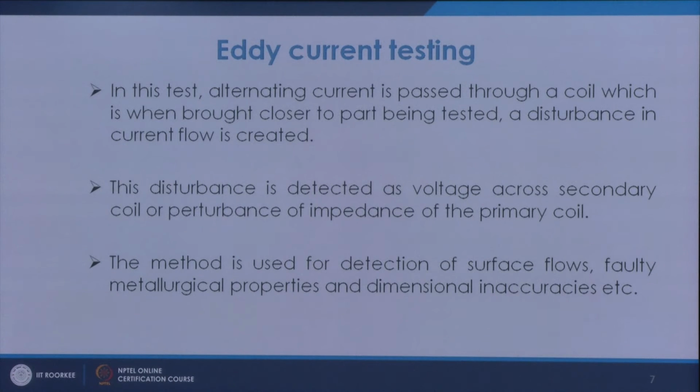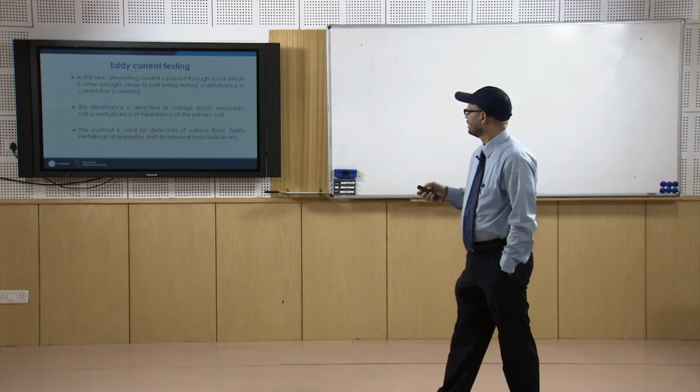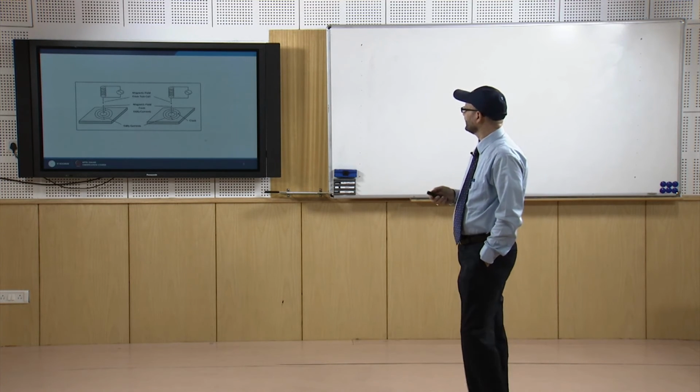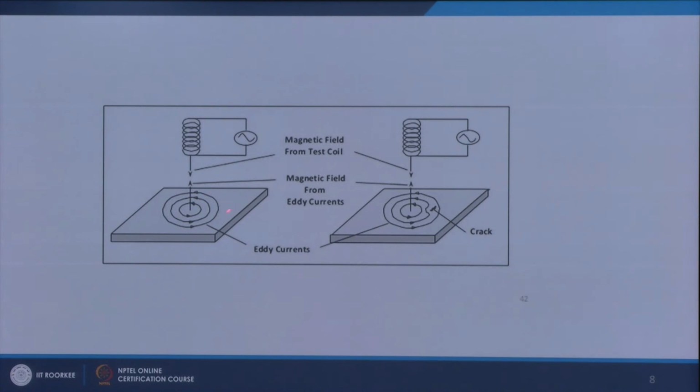So, by that we can ensure that there is some kind of disturbance and there must be something, because otherwise it will be uniform, there will not be any change in the voltage across the secondary coil. So, this is used for detection of surface flaws, faulty metallurgical properties and dimensional inaccuracies. Normally even in the case of SG iron, where you have the nodules, in those cases also you can use these methods. So, what we see is, when there is no defect, you see that there is no kind of any change. However, because of the crack, as it is brought closer, if there is a crack, you see that this change is observed.